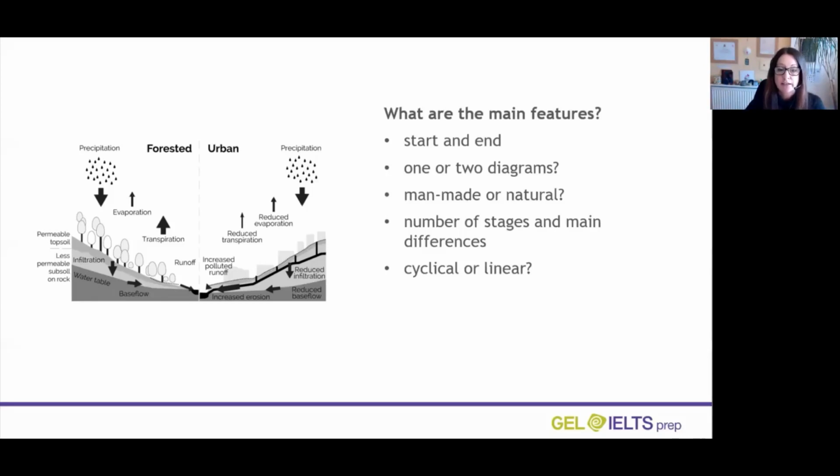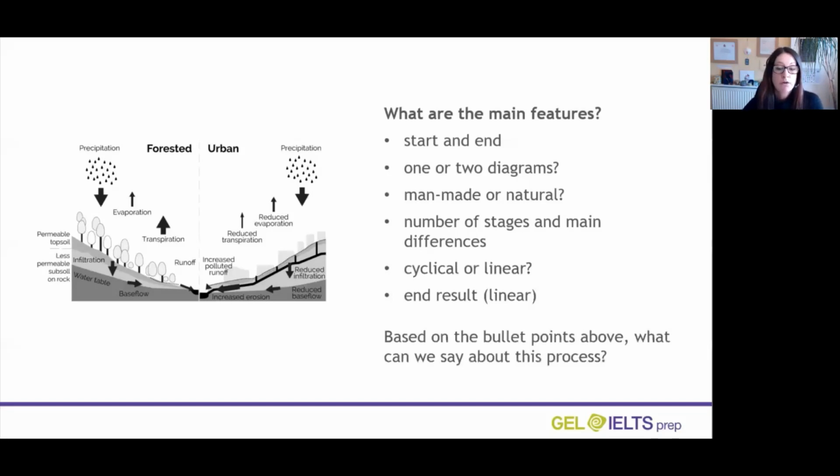In the case of linear processes, it has a very clear start point, a very clear end point, and often an end result, some type of product that is a result of that process. So based on these bullet points, what can we say about this process? Let's have a look.